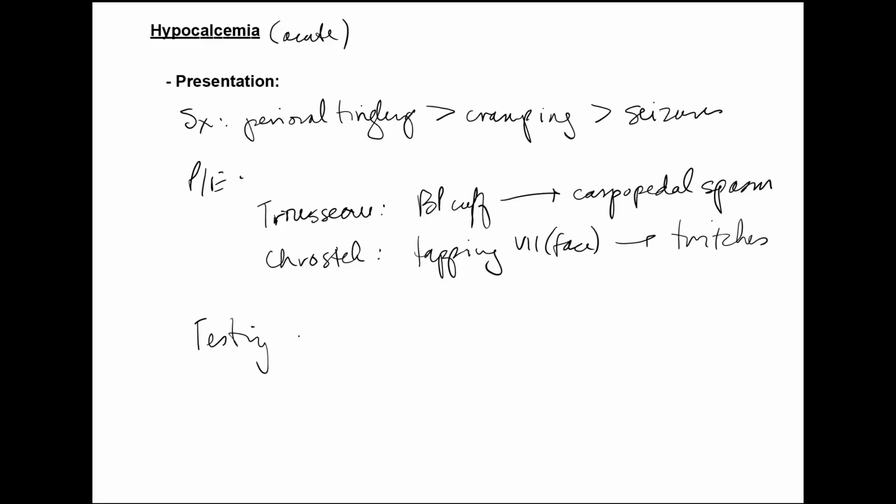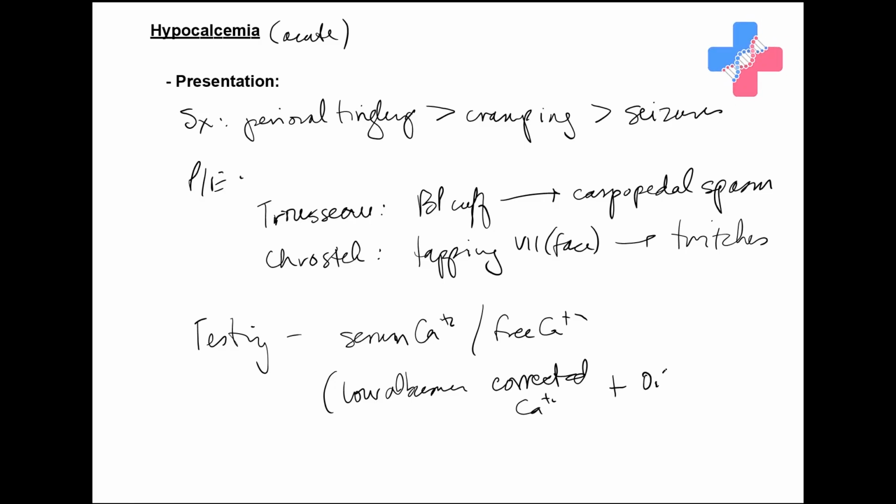In testing, one can order a serum calcium, but remember, it's the free calcium that is the bioactive element. If there is a low albumin, one can calculate a corrected calcium by adding 0.8 times (4 minus the serum albumin).